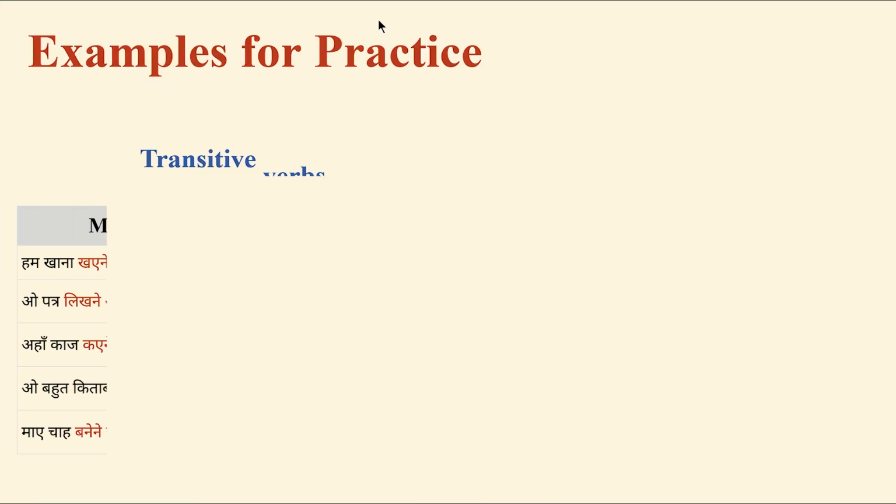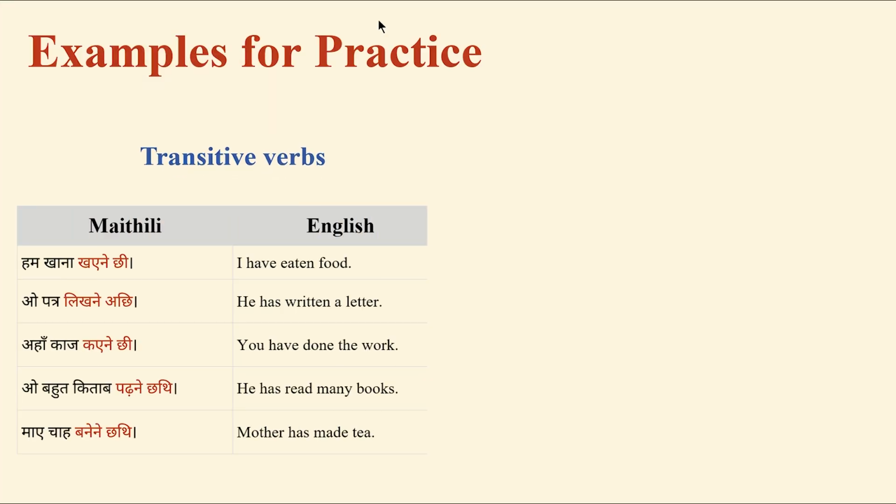Okay, so let's look at few examples. For transitive verbs we have hum khana khaine chi, I have eaten food. O patra likhne chh, he has written a letter. Aha kaj kaine chi, you have done the work. O bahut kitab padhne chhathi, he has read many books. So O here is the highly honorific form or honorific form. Mayi cha banaine chhathi, my mother has made tea.